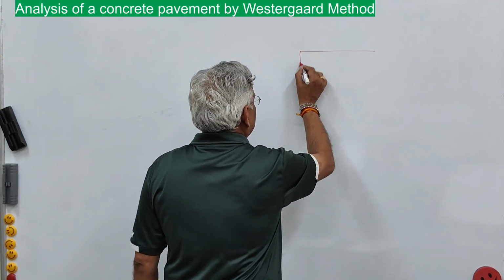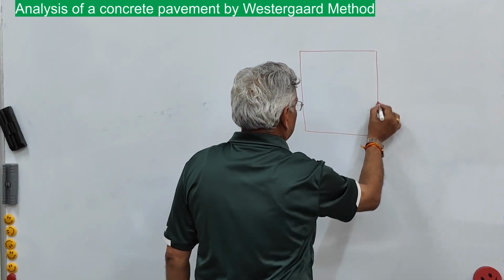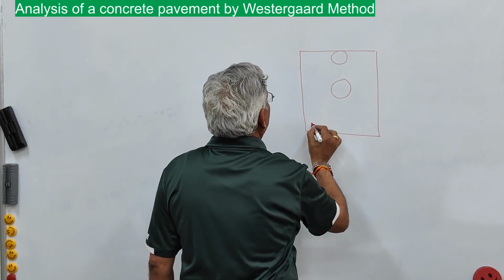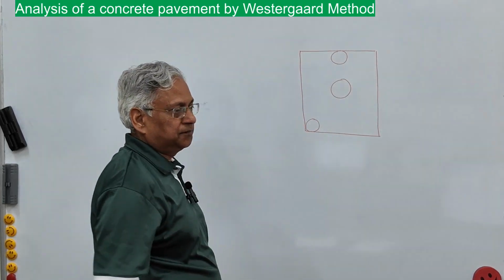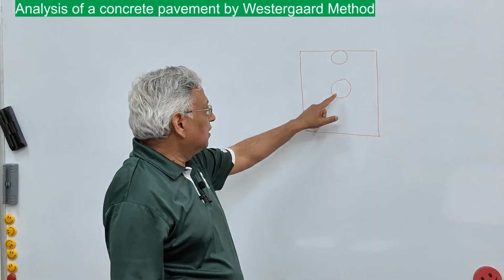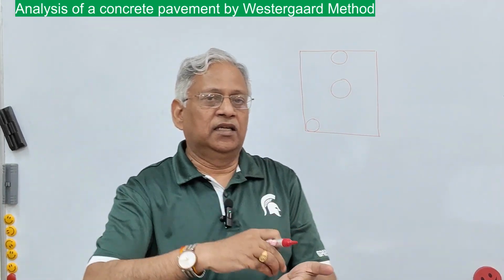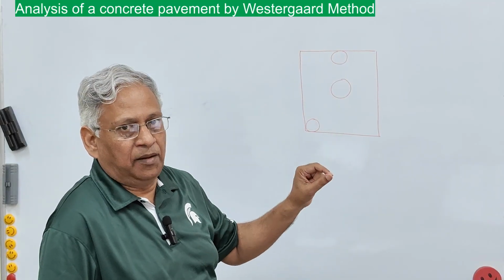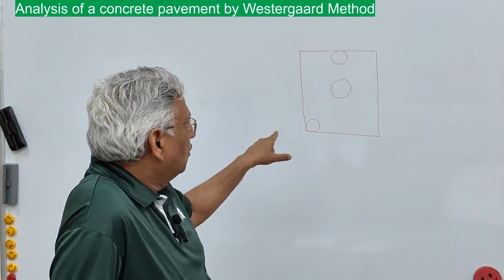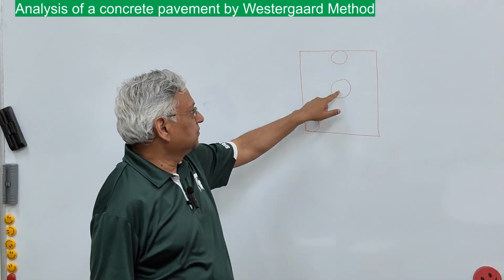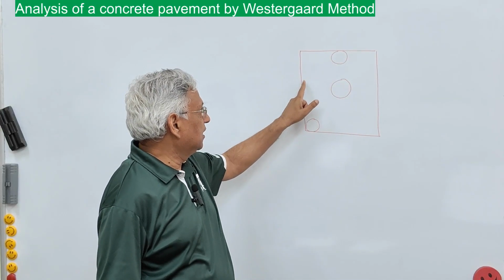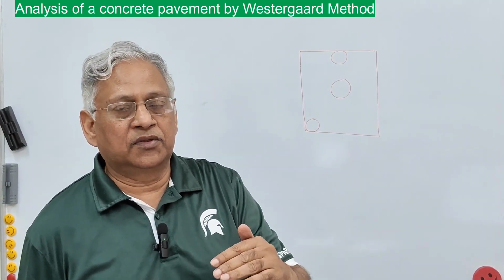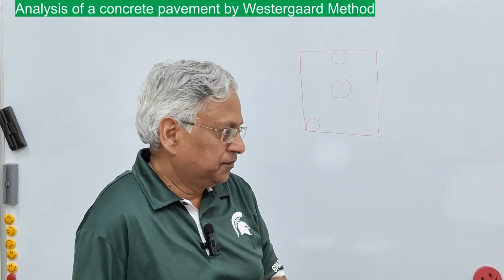If this is the concrete slab, these positions are internal position, edge loading and corner loading. Internal position is when the load is applied inside the slab, not necessarily at the center of the slab, but when there is no effect of edge or corner, that is the interior loading. This is the edge loading, it can be here, here, or here. And corner loading is when the wheel load comes at a corner of the slab.